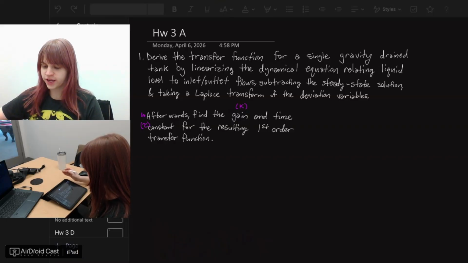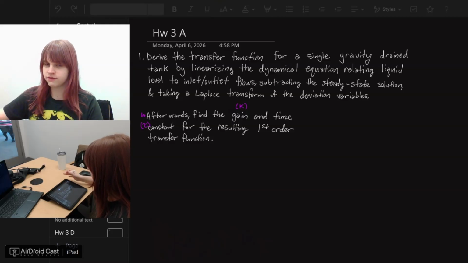Alright, so like I was saying, we're going to derive the transfer function, but for a single gravity drained tank. We're going to linearize the equation that relates the liquid level to the inlet and outlet flows. We will subtract the steady state solution and take a Laplace transform of the deviation variables. After that, we will find the gain and time constant for the resulting first order transfer function.